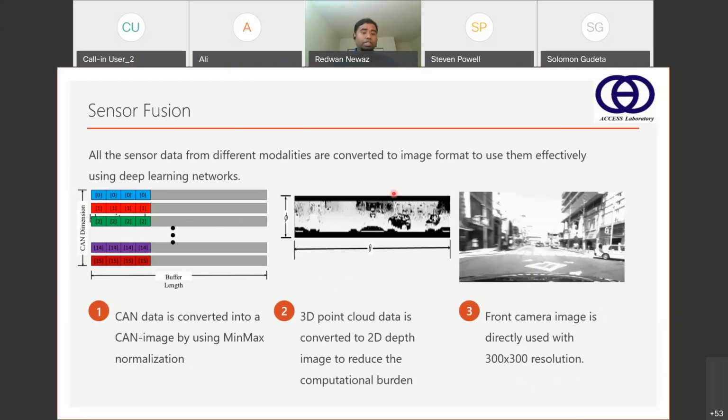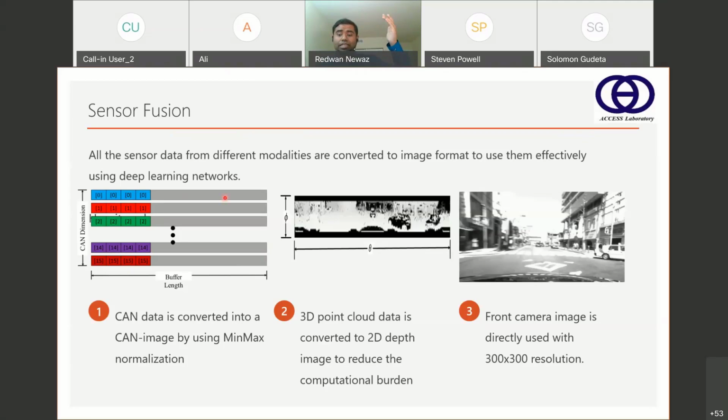And for that, we need to have a common representation of all sensors so that our neural network can use those sensor information effectively. That's why we convert this CAN data and the three-dimensional point cloud data to image format, so that our neural network can easily use those sensor information and learn the naturalistic driving behavior. For example, in CAN, we have 16-dimensional data signal channels, and we assign a 100 buffer length for each channel based on the time synchronization.